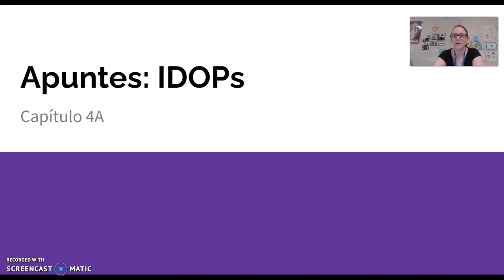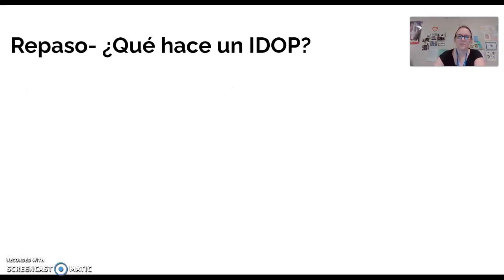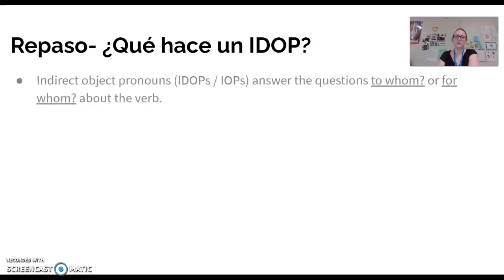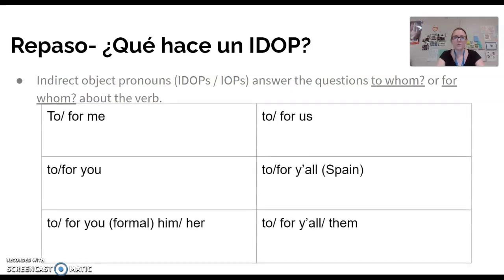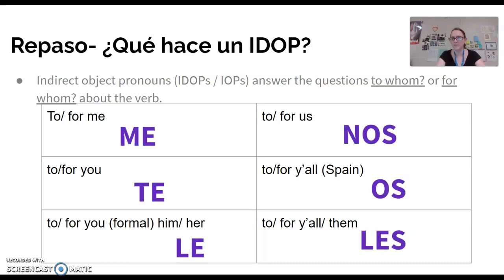Today we are going to be talking about indirect object pronouns, and we're just going to do a short review of IDOPs. So if we remember, what does an IDOP do? Sometimes I call them IOPs. Most of the time I call them IDOPs. An IDOP is an indirect object pronoun, and that answers the question to whom or for whom about the verb. So your IDOP is always going to be a person, okay? Our IDOP chart is the same thing as our Gustar chart: me, te, le, nos, os, les. It is for whom or to whom the action is done.